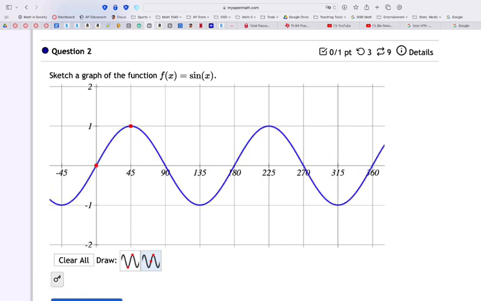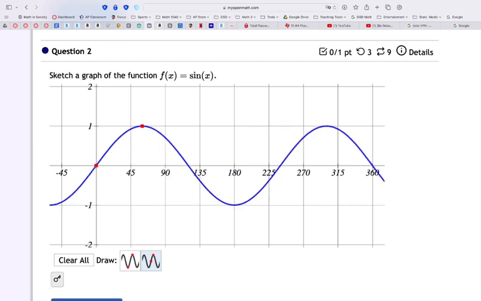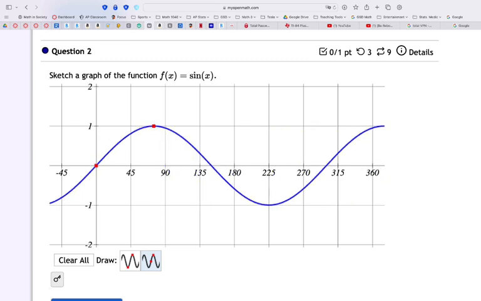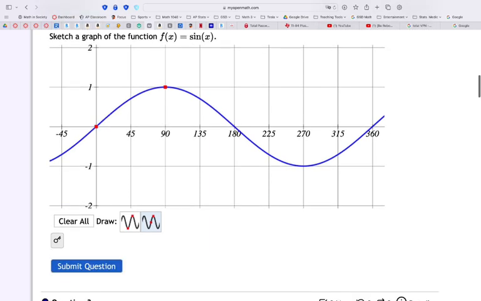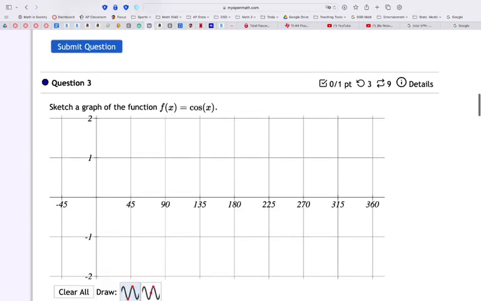Now I know the amplitude is 1, but the period is 360 degrees. So, there you go. Once I set it, this is how it goes: from 0, it goes to the highest point, which is amplitude 1 at 90 degrees, and goes back to 0 at 180 degrees. Then it goes down to negative 1 at 270 degrees, then back to 0 at 360. Okay?